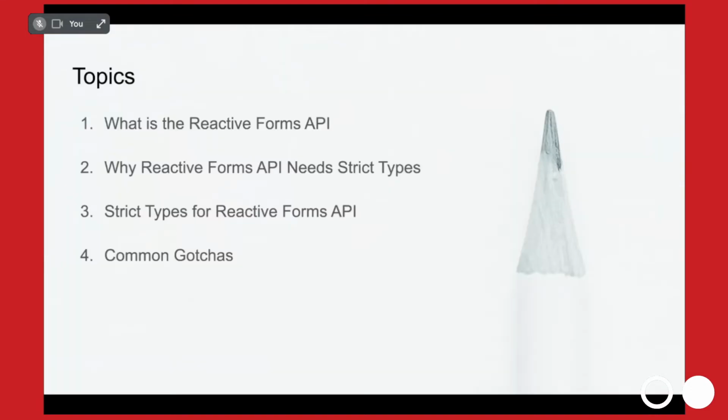Before we get into all that, we need to understand a little bit more about the Reactive Forms API, which I guess at this point you probably should have a pretty decent understanding of. But we'll go over some small details. We'll also talk about why the Reactive Forms API needs strict types. What are those strict type changes? And we'll also go over some common gotchas.